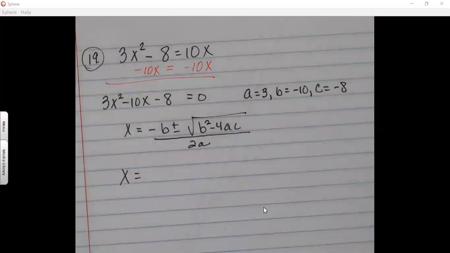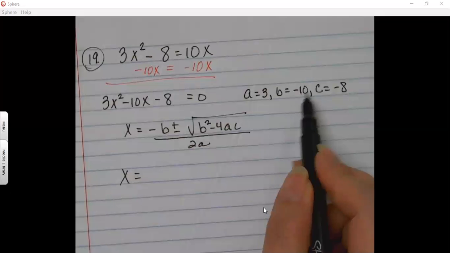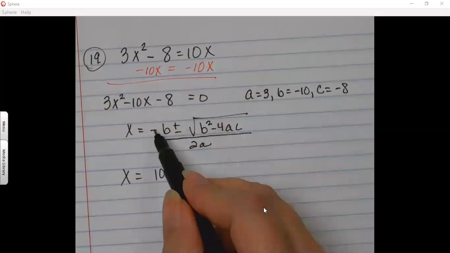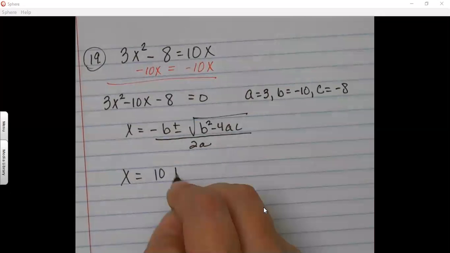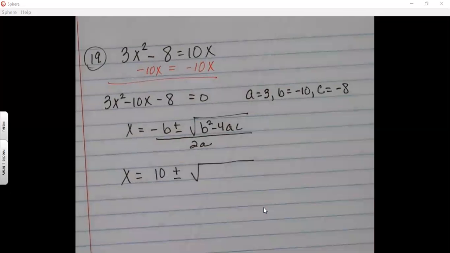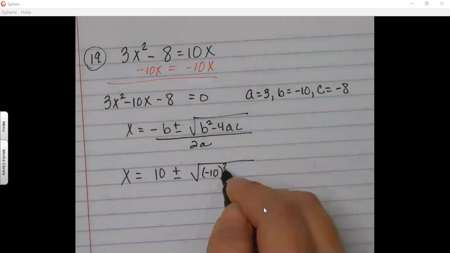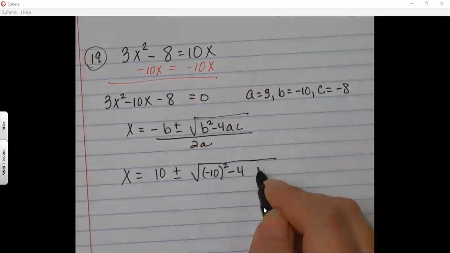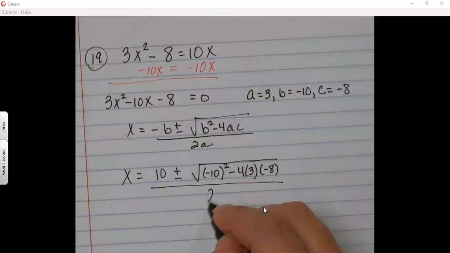So I'm subtracting B. Think of it as the opposite of B. So what is the opposite of negative 10? Positive 10. Or you could say minus negative 10 and turn it into positive 10 on your next step. That's fine too. Plus or minus the square root of negative 10, quantity squared. Make sure you square the negative as well as the 10. Minus 4 times A is 3 times C is negative 8. All over 2 times A. So that would be 2 times 3.